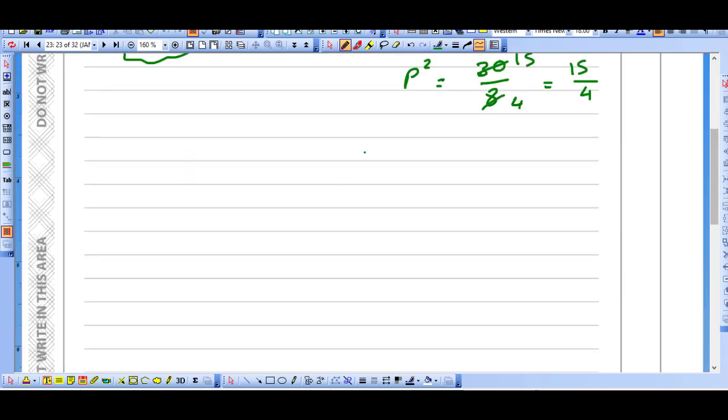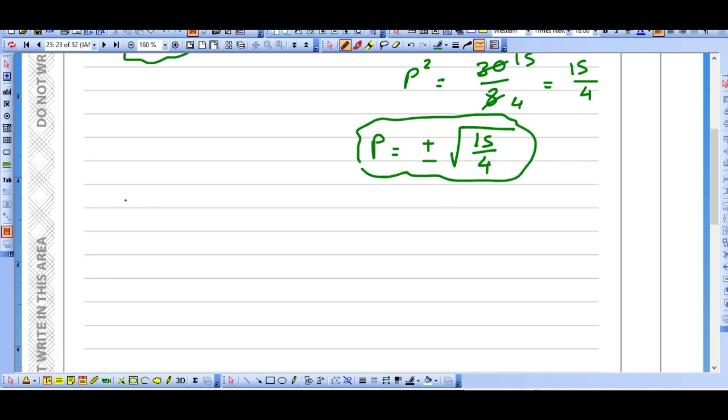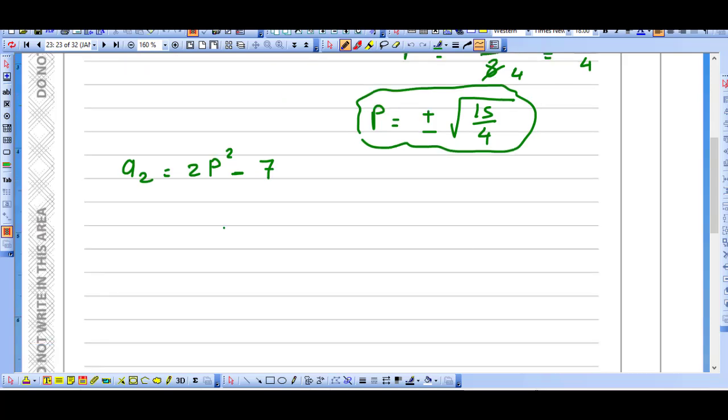So b is equal to plus or minus square root of 15 divided by 4. And this is the second answer. We need A2. A2 is equal to 2b squared minus 7. So now A2 is equal to, for b equal to 0, we have 0 minus 7. So A2 is equal to minus 7.